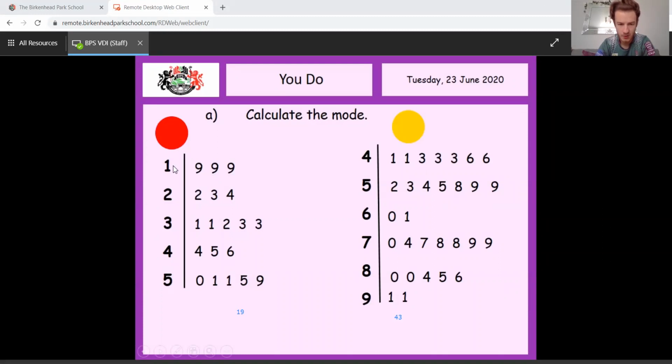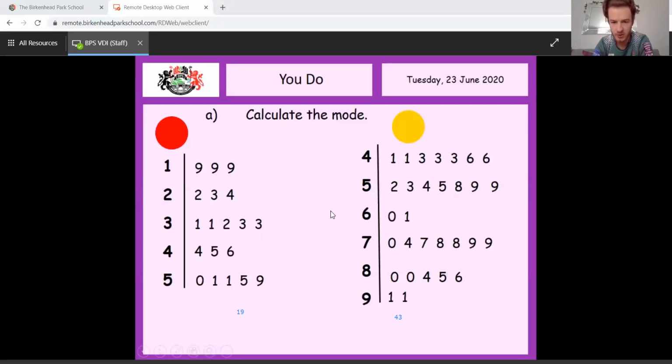Okay guys, so on the red there, the mode is 19. Because you can see on the 1 column, the 9 appears 3 times and no other number on any of these rows appears 3 times. Likewise, on the amber, we're going for 43 because the number 3 appears on the 4 row 3 times, and all the other numbers only appear up to twice. So 19 for red and 43 for amber.